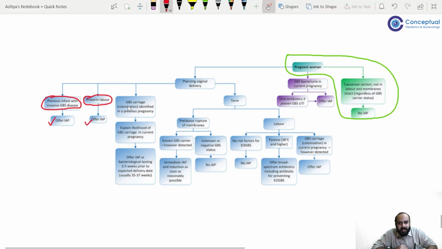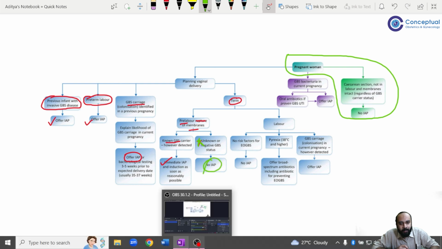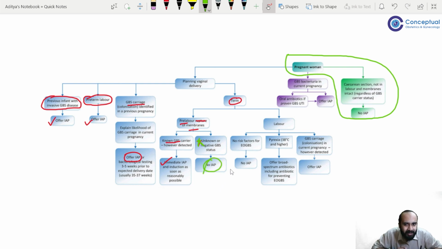Next is the possibility that the mother has tested positive, the mother carries GBS, don't think about it, offer her antibiotics. Similarly, now the patient has come to me at term, she is having pre-labor rupture of membranes, PROM. If she is known to be a GBS carrier then give. If she is not known, then there is no need to give antibiotics. So only if she is a known carrier of GBS at term, then you need to give it.